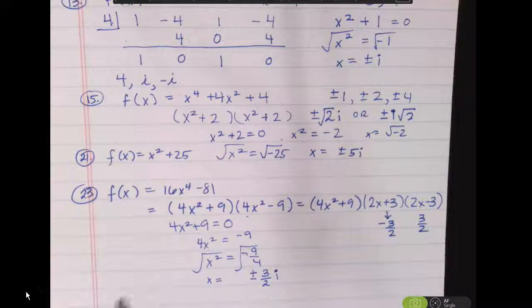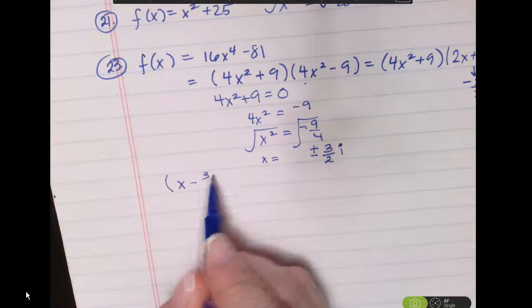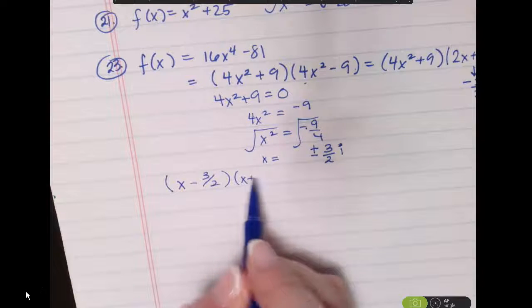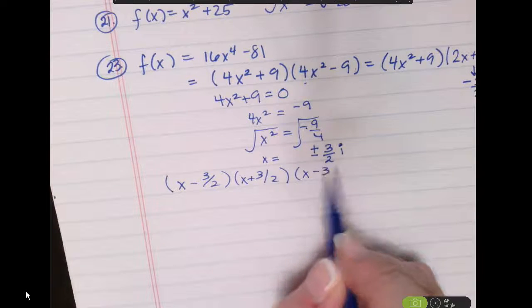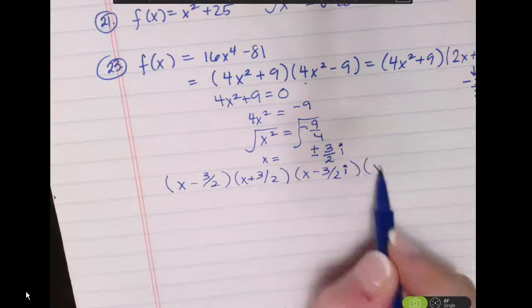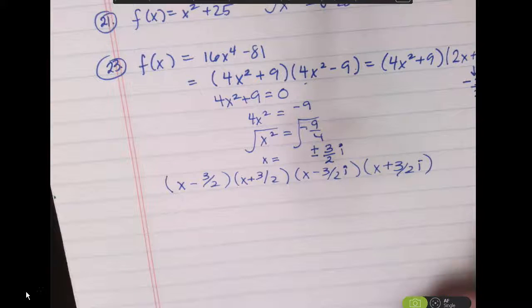So if I'm going to write this as the product of factors, that's going to be x minus 3/2, x plus 3/2, x minus 3/2 i, x plus 3/2 i.